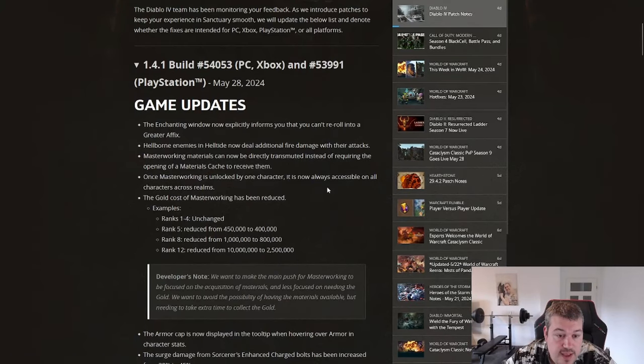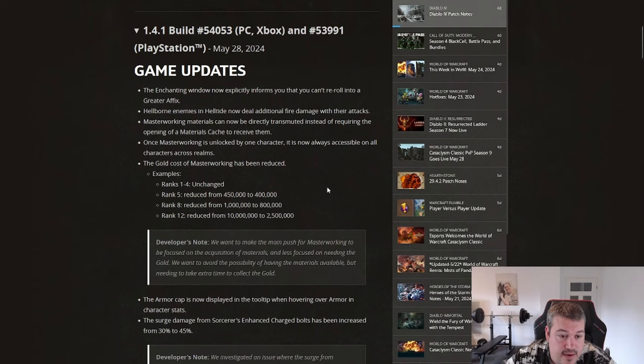So we got some nice changes here, and the first thing I do want to talk about is that they are going to reduce the cost for the masterworking by a lot. In the early ranks it doesn't matter that much, but the really expensive ones, rank 9 to 12, are getting reduced by 75% in cost. Even though it states here only rank 12, it's also rank 11, 10 and 9 that is being reduced.